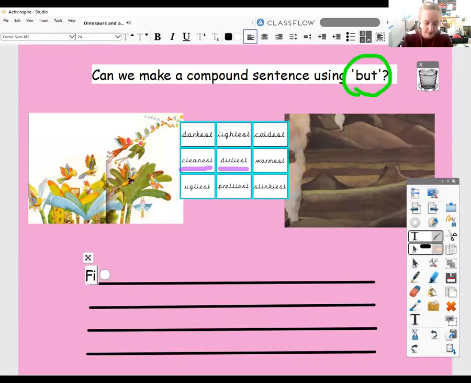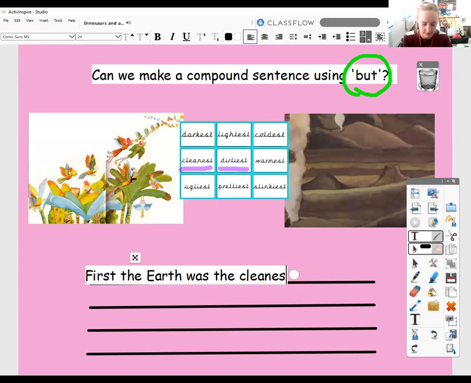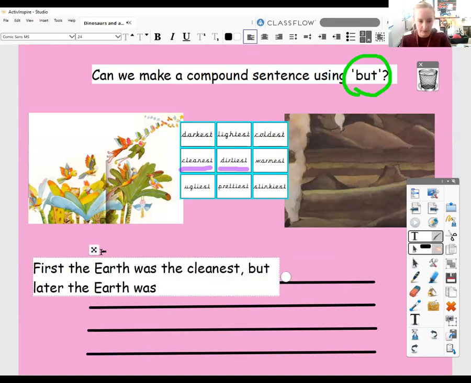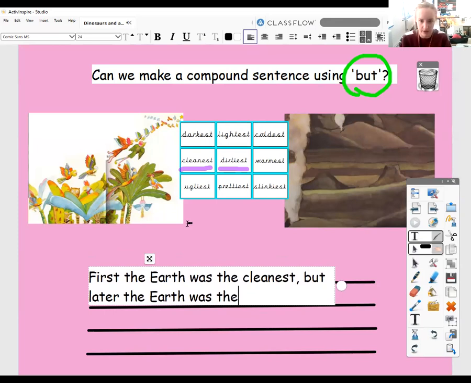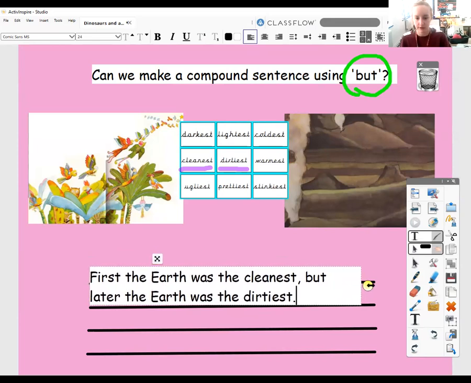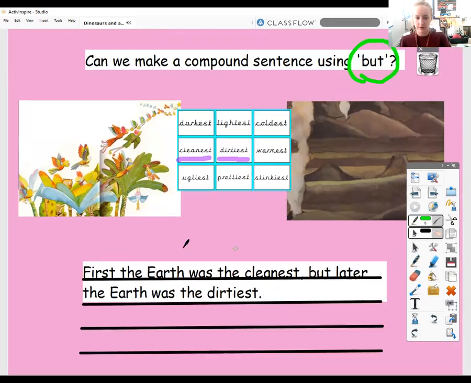Great, right. First the earth was the cleanest, comma, but later the earth was the dirtiest. I'm using that word mat there, brilliant. Right, so let me check. So you can see here, I've said what the earth was like first, and I've got the superlative cleanest, and then here I've got but. So I've joined my 2 simple sentences together, said when it happened, and used the superlative dirtiest.